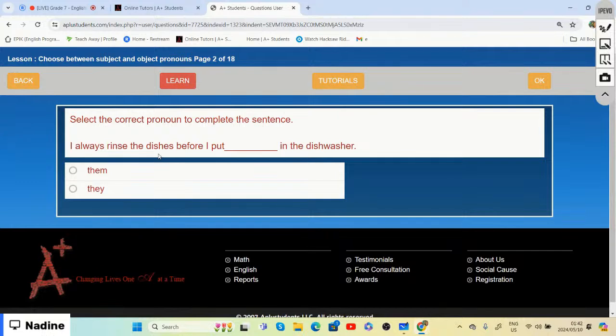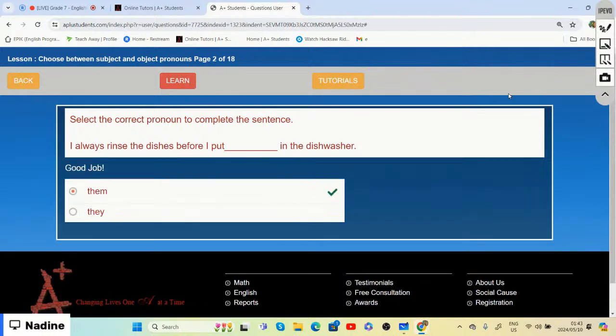I always rinse the dishes before I put them in the dishwasher, or before I put they in the dishwasher. So we need to check the correct one. All right, so we can say, "I always rinse the dishes before I put them in the dishwasher."